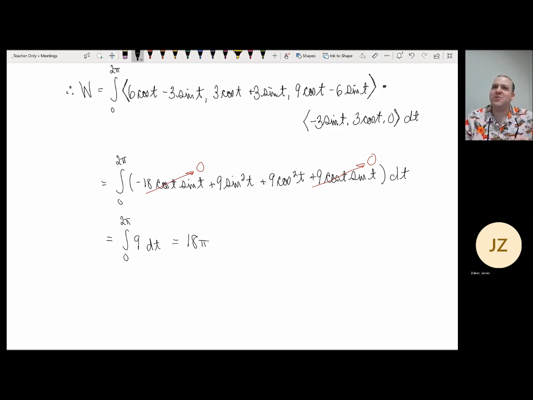It didn't look too hopeful when we first wrote it out. That looked like it was going to be really hideous, but it actually worked out to be very nice. Questions on line integrals? So remember, you can take the line integral of both a scalar function and a vector field.